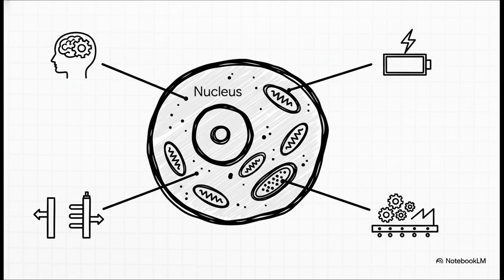You've got the nucleus, that's the control center, storing all the genetic blueprints. Then there are the mitochondria, they're the power plants, generating all the energy. The ribosomes, they're like a factory assembly line, building proteins. And wrapping the whole thing up is the cell membrane. It's like a security gate, carefully controlling everything that goes in and out.